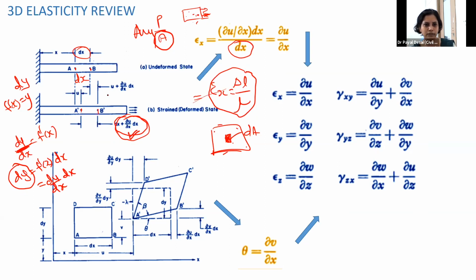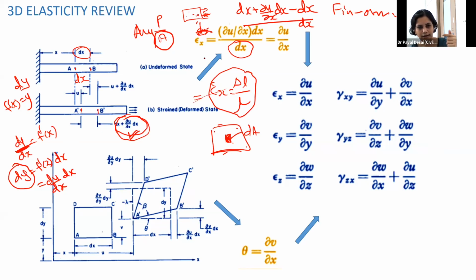Of course, if you see here, you will get dx also, that is, the final length is dx plus del u by del x into dx, minus dx. This is your final length minus original length. Okay, and then divide by dx, that is the original length, and it will give you the strain component in the x direction. Here these terms get cancelled, and then you get del u by del x. And that is how you determine the strain components in three-dimensional elasticity. So epsilon x is del u by del x.